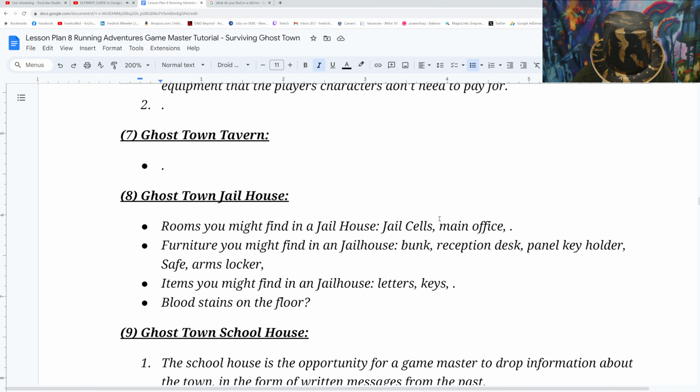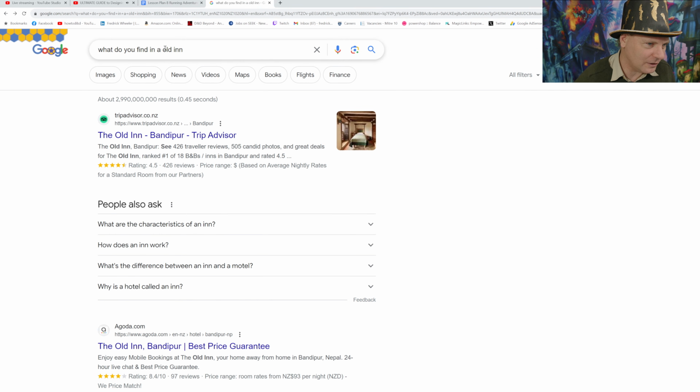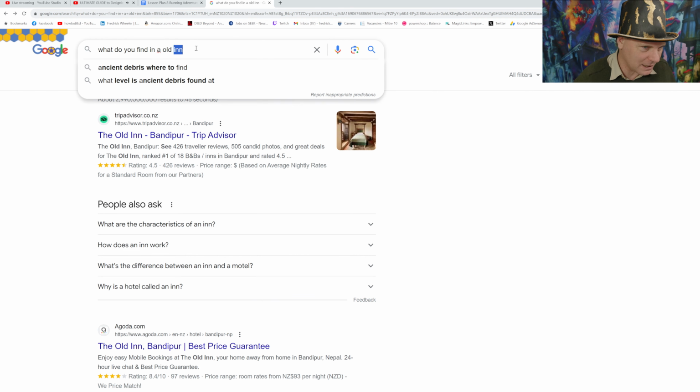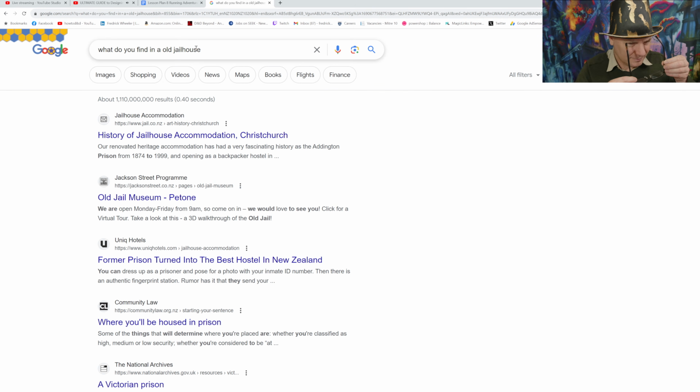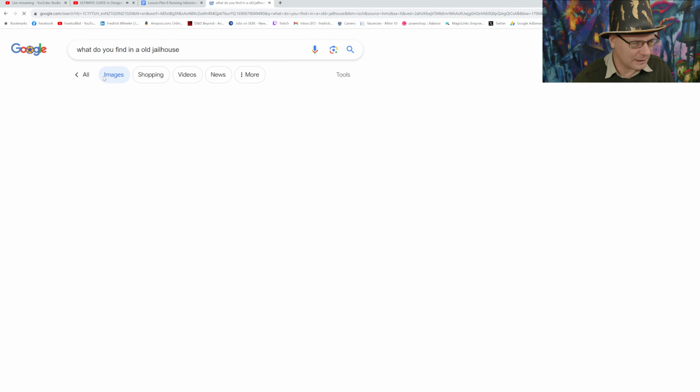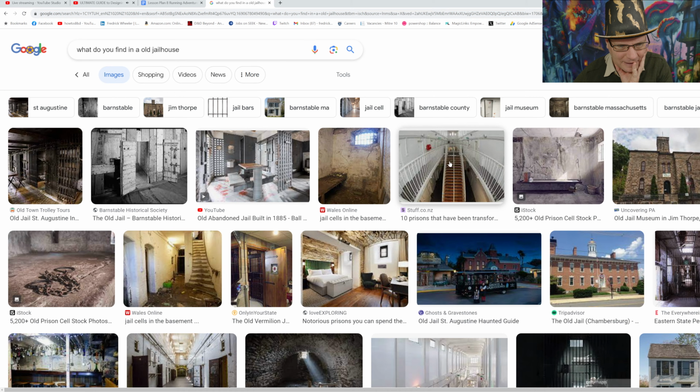Cells, barracks, guard room, cafeteria, kitchen, showers, yard. I don't think so. Think Old West, 1800s. Like, what do you find in an old jailhouse? You think about an old jailhouse. They're so basic. History of jailhouse accommodation. That's Christchurch. So let's go here. When you look at what a jailhouse was like, so manacles, chains, yeah, they're so basic. They're so simple. There's not a lot going on.